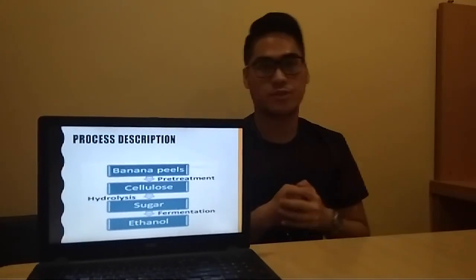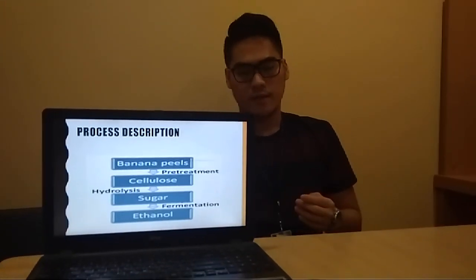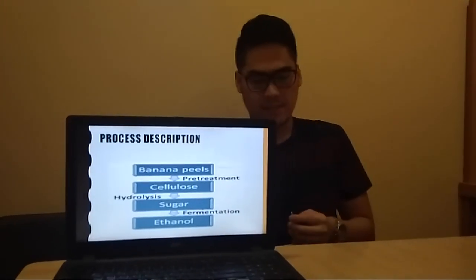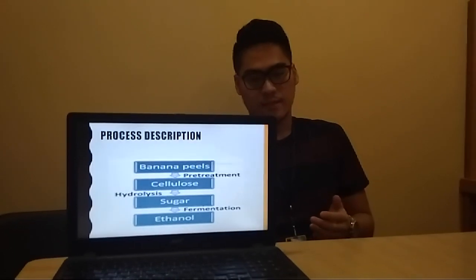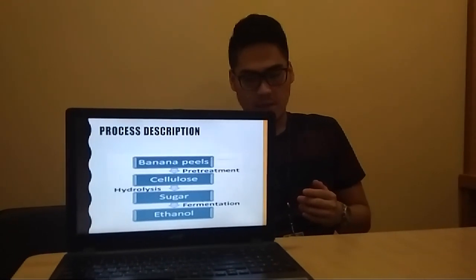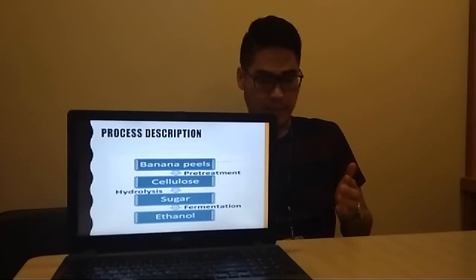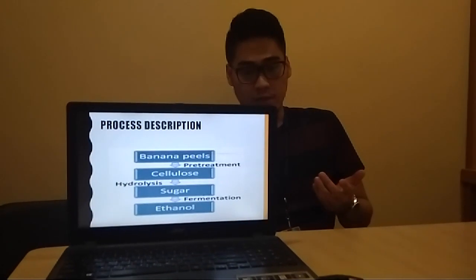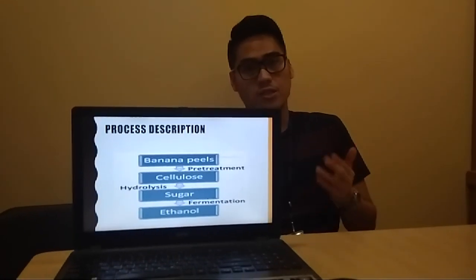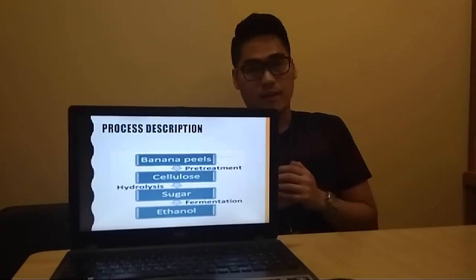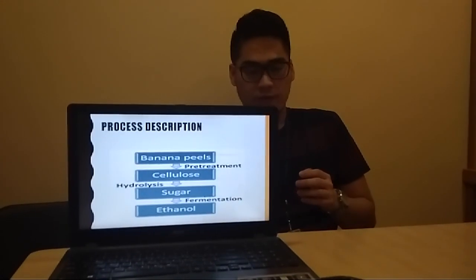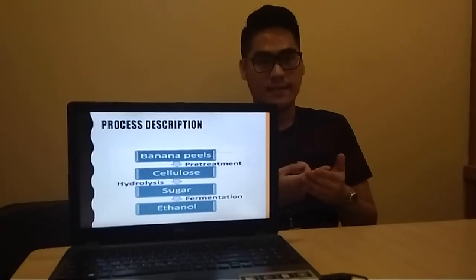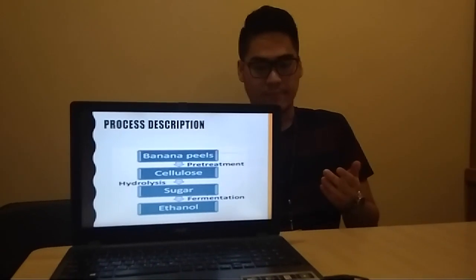For the process description of our project, when it comes to producing bioethanol from banana peels, you have to start from the biomass. The biomass from the banana peels is the source of sugar in the bioethanol production. Pre-treatment of this biomass is important before undergoing hydrolysis because it determines the resulting yield of the bioethanol after fermentation. For banana peels, it is subjected to pre-treatment, specifically alkaline, water, and acid pre-treatment.